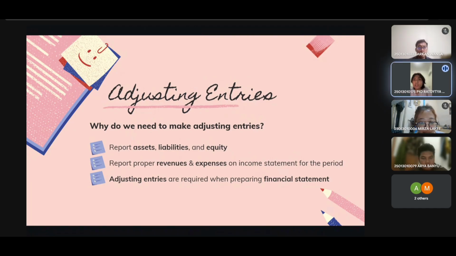For the next, we are going to talk about adjusting entries. We need to make adjusting entries so we can report assets, liabilities, and equity, report proper revenues and expenses, and also adjusting entries are needed when we are going to prepare financial statements. Next, please.